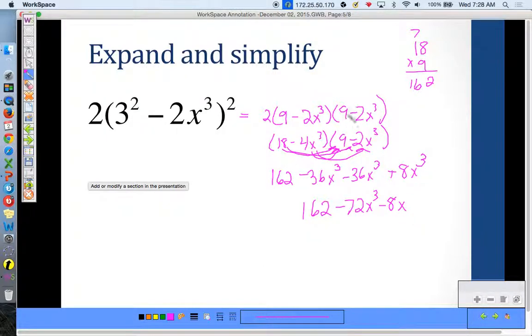Oh, hold on. I think we messed up this last one. I'm talking about this term right here, my bad. That's negative 4x cubed times negative 2x cubed, so that's going to be x to the 6th. So remember, we have to add those exponents. I always forget I have to write it out, otherwise I forget to add those exponents. So that should be 8x to the 6th.